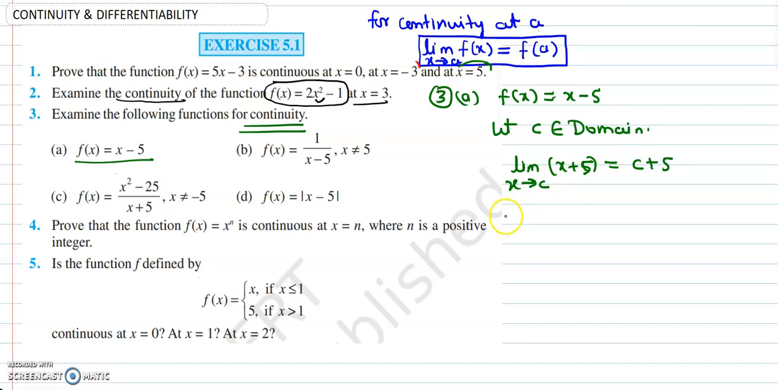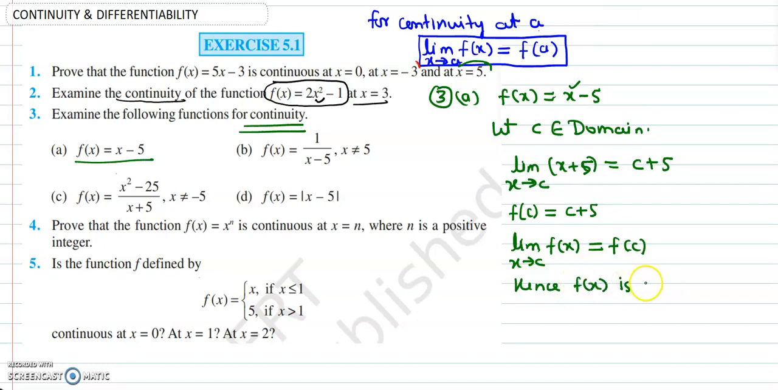Now, function's value at c, will be again c plus 5. Simply x की जगह पे आपने c रखना है, c plus 5. So from here limit x approaching c of the function is equals to function's value at c. Hence you can say f of x is continuous.